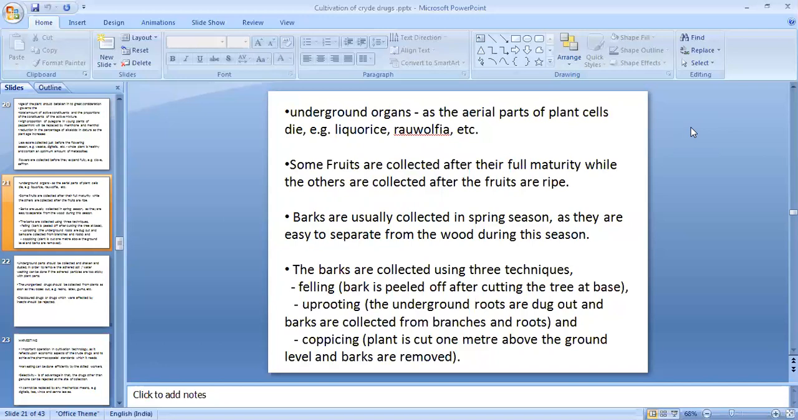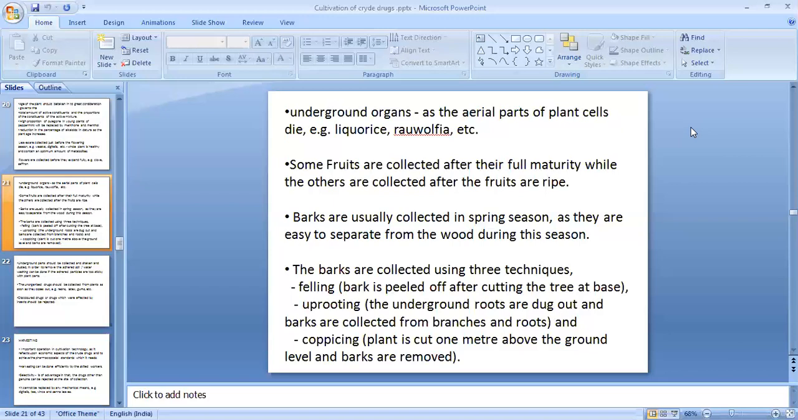The barks are collected by using three different techniques. The first one is felling. That is, we can make horizontal or vertical incisions and the bark can be stripped out from the base of the tree. The next one is uprooting. If you want to collect the bark of the root or the underground parts, the plant can be uprooted completely from the ground, and then by making vertical and horizontal incisions, the bark can be stripped out.